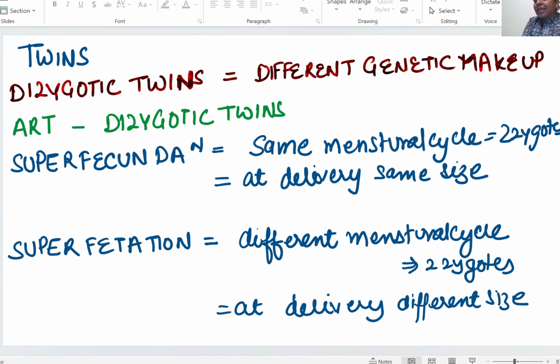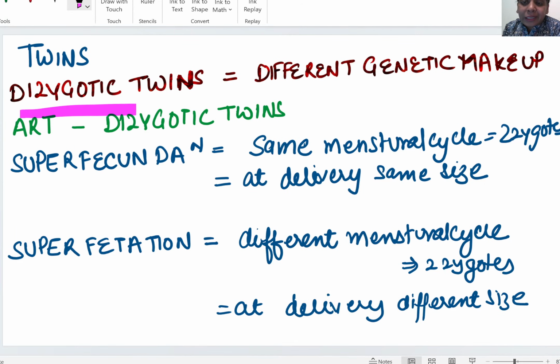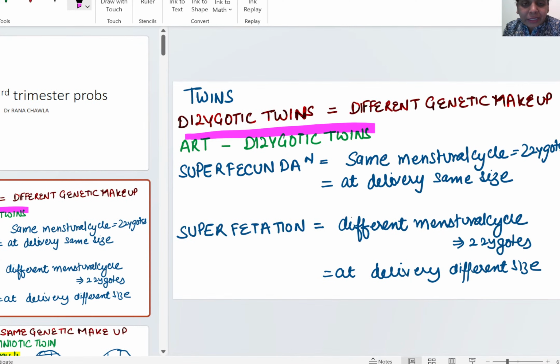What type of twins are produced in ART? Please write down in the chat box what type of twins. Yes, they are dizygotic. What we do in ART, in IVF and ICSI, we implant, we get more fertilization done, so that at least one fetus we get. So this was a PYQ. What type of twins are in ART? ART is IVF, right? What type of twins we get in ART?